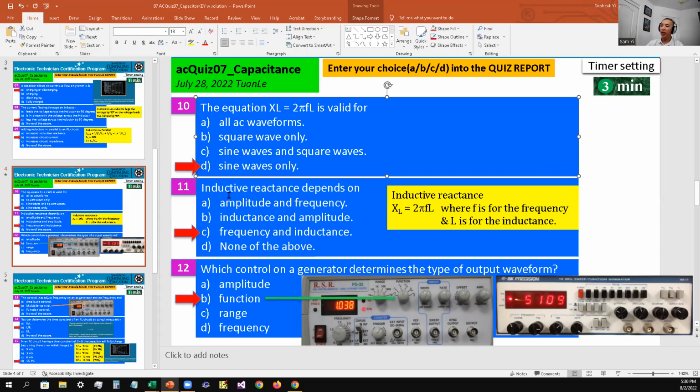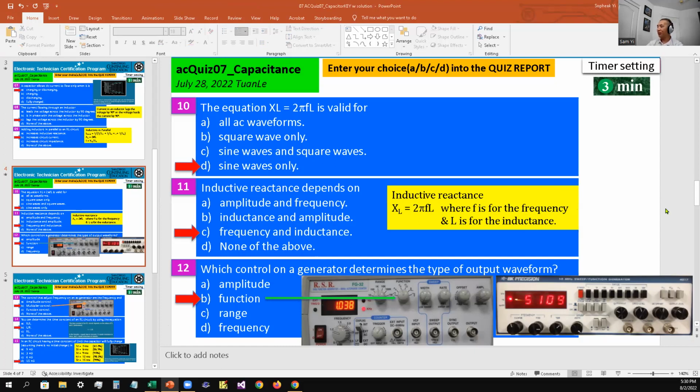Okay, for 11, the inductive reactance XL equals 2 pi FL. So it depends on the frequency, and it depends on the inductance. So the F and the L, frequency and inductance. So the answer is C as in cat for 11.